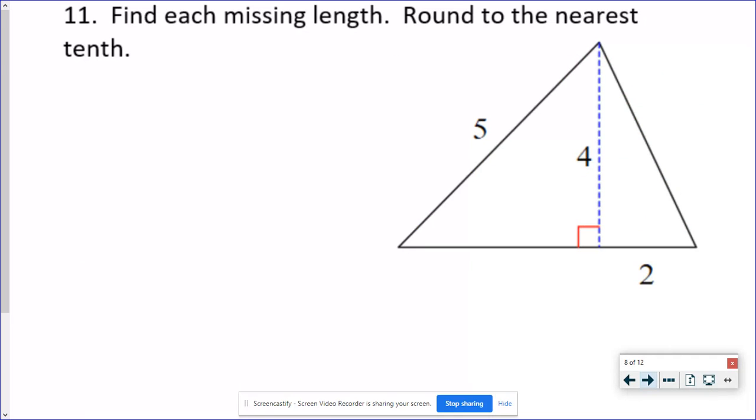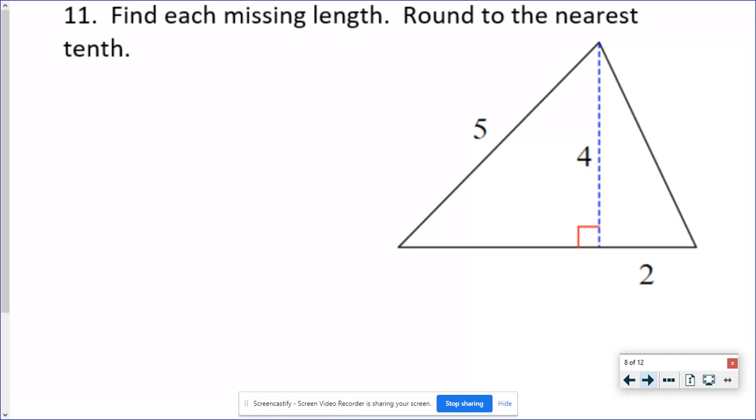Okay, we did take a day this week on finding missing lengths in these triangles. So when I have that blue line drawn, I didn't say this specifically in the video, but that is the altitude of the triangle. The whole big triangle, not a right triangle. However, when I draw that altitude, that height, it does give me a right angle, which gives me two right triangles that are part of this.